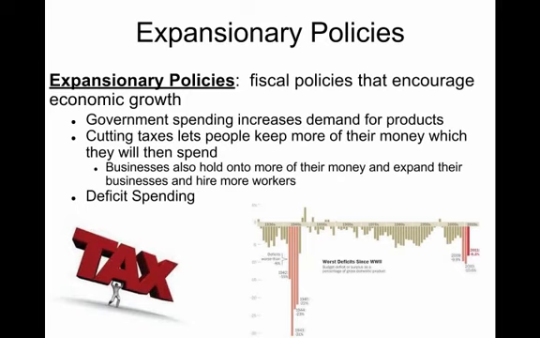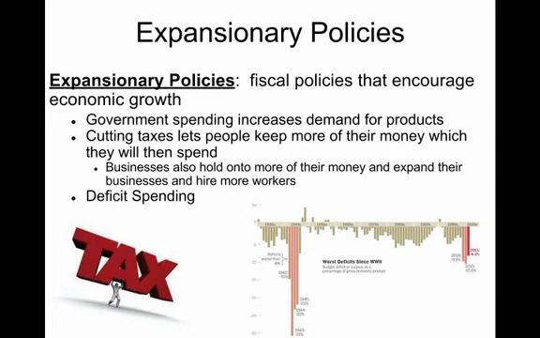We also have expansionary policies. Expansionary policies are policies that encourage economic growth, and so the government can increase spending to increase demand for products. They can cut taxes, okay? So people have more money to spend, and hopefully that will mean businesses are expanding because people are spending more money, and then more workers will be hired, and then they'll start spending money, and then hopefully that leads to economic growth.